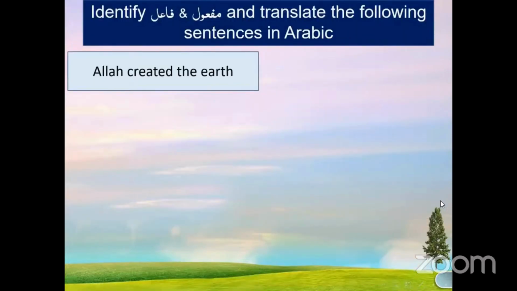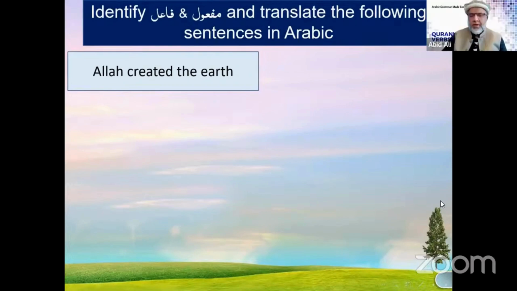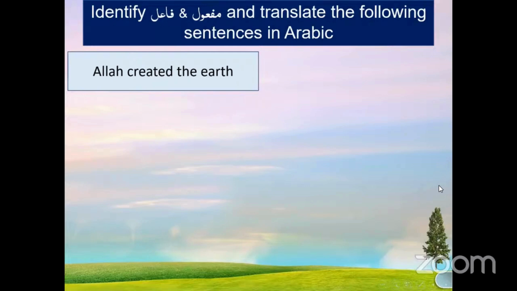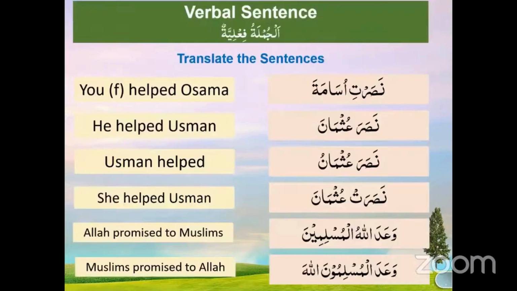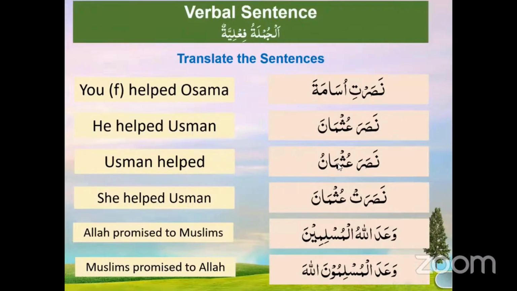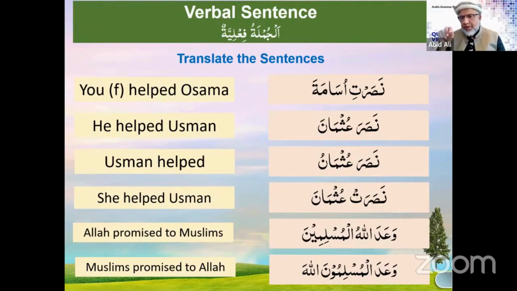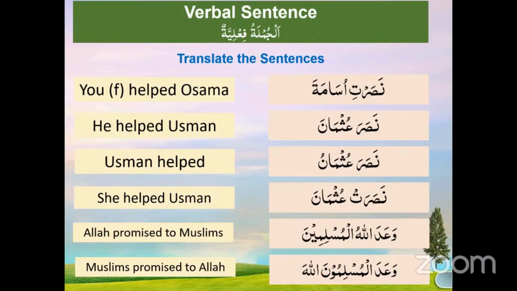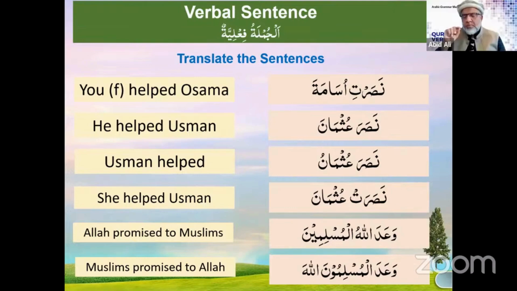Brother Abid, I've got a question. Can you go back, please, to the previous line? You mentioned earlier that Rafa is when there is a Dhamma or a Pesh, and Nasab is when you have Zabar, right? Okay, so the detail you're forgetting is that I said that specifically for a singular noun. But Muslimuna is a plural noun.